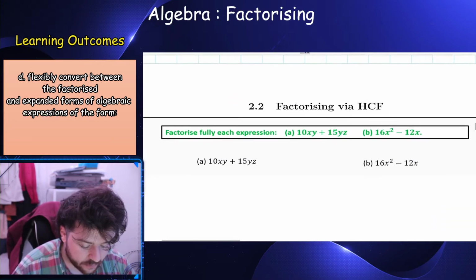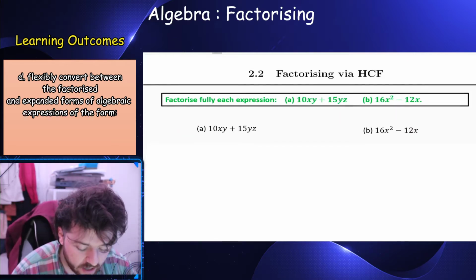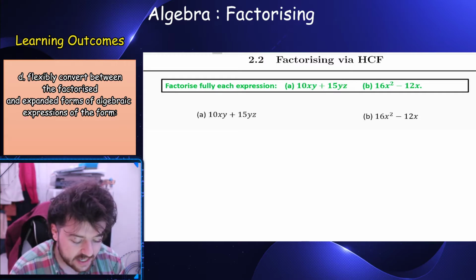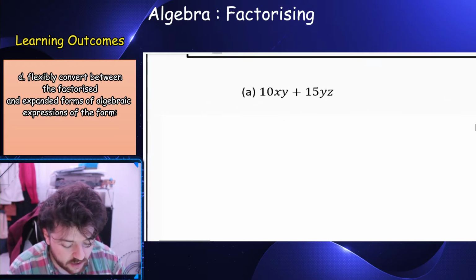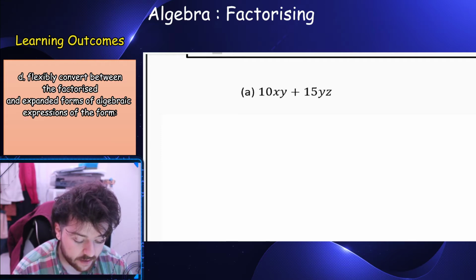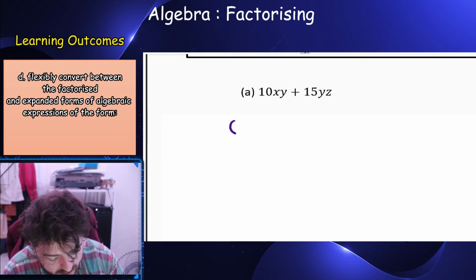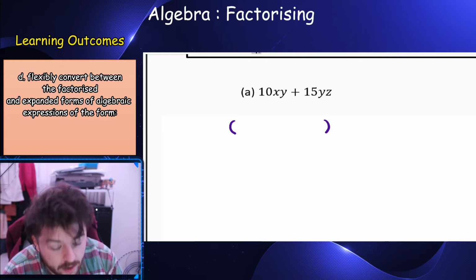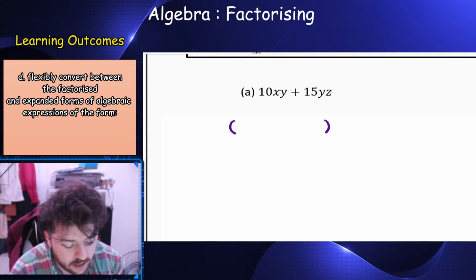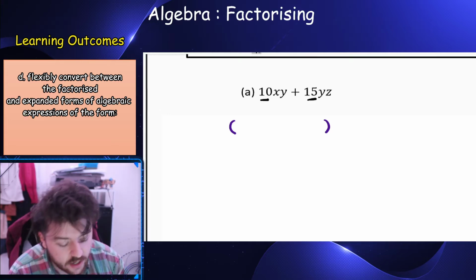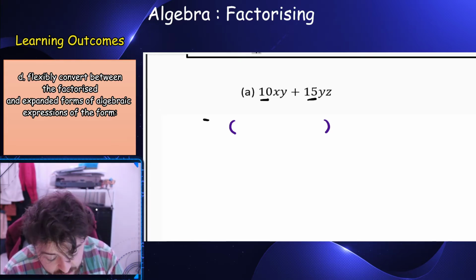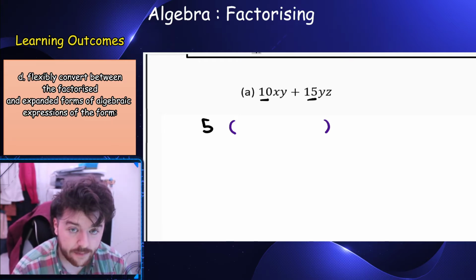So factorizing via highest common factor. Factorize fully each of these expressions: 10xy plus 15yz. First of all, I need to find what 10xy and 15yz have in common. So I'm going to open my bracket here. I need to write my highest common factor outside my bracket. So what do they have in common? Well, first I'm going to look at the numerical components. 10 and 15, the highest common factor of 10 and 15 is in fact 5. So I'm going to put 5 outside my bracket.